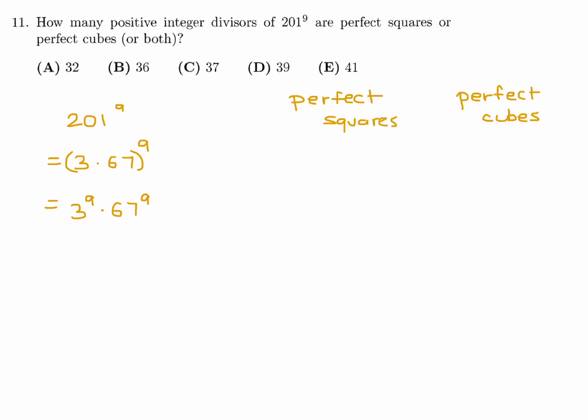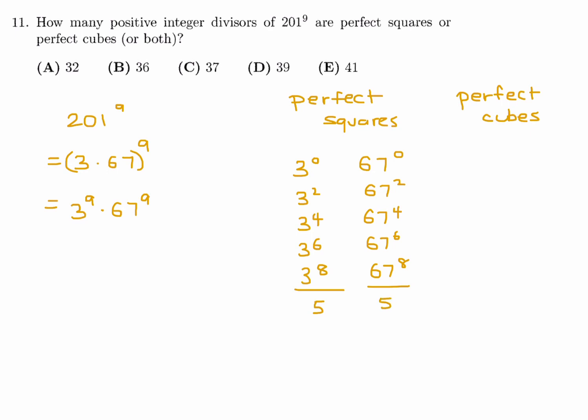Perfect squares, the exponent has to be even, right? So 3 to the power of 0, 3 to the power of 2, 3 to the power of 4, 3 to the power of 6, 3 to the power of 8. Those are my choices. And the same choices hold true for 67 in terms of the exponents: 0, 2, 4, 6, and 8. So I've got 5 choices for the exponent of 3, and 5 choices for the exponent for 67. So 5 times 5 is the total number of combinations, so that's 25. 25 perfect squares can be made.